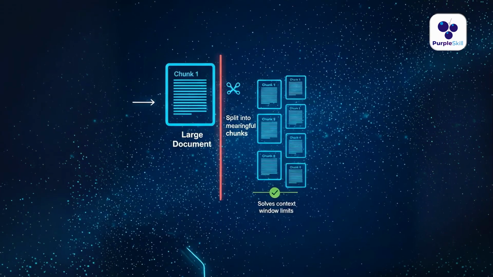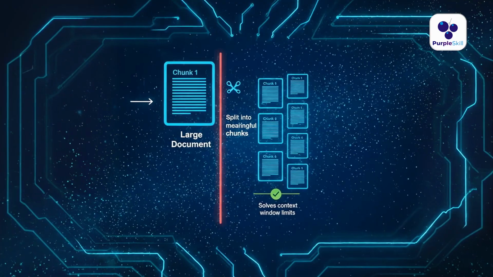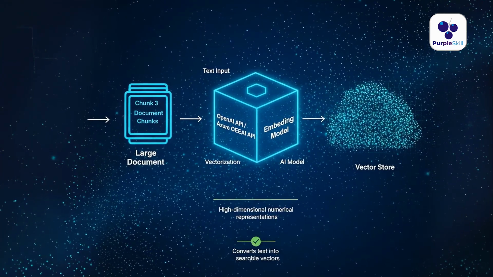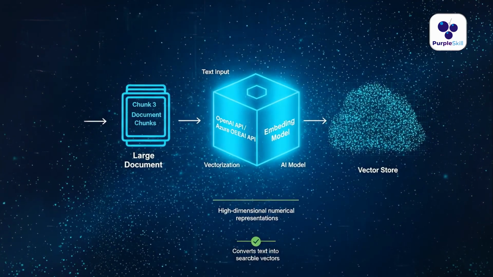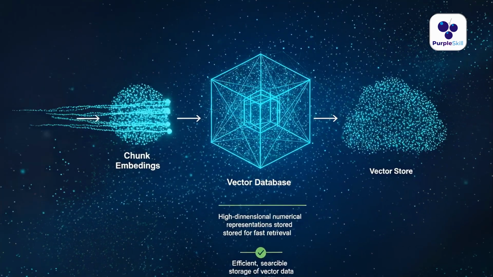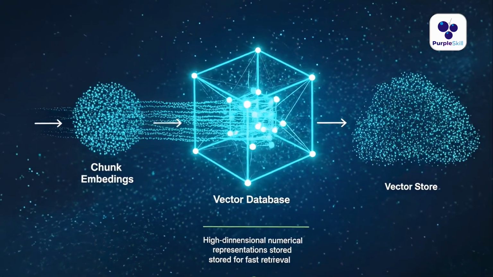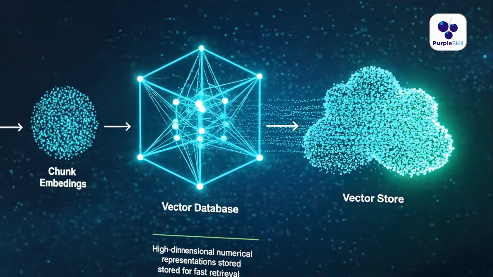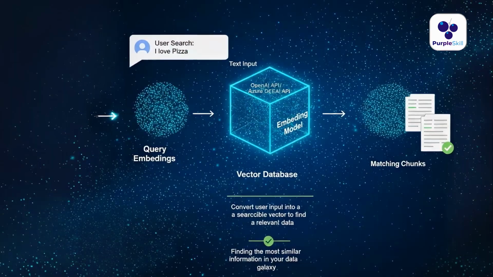If you are building anything with RAG, memory or search, here is the right way. Split documents into meaningful chunks. Generate embeddings using the OpenAI API or Azure OpenAI API. Store embeddings in a vector database, and for that you can use Pinecone, Redis, Azure AI Search or Weaviate.